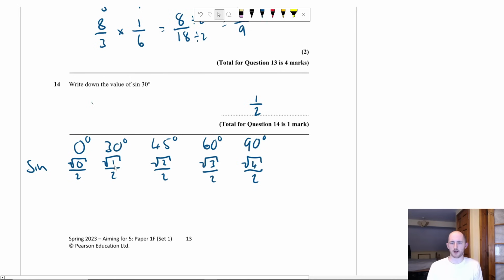But Mitchell, I hear you ask, square root 1 over 2 isn't a half. Well, if you work it out, what is square root of 0? 0 over 2 is just 0. Square root of 1 is just 1, so it's 1 over 2. Square root 2 over 2 is just square root 2 over 2, as is square root 3 over 2. Square root of 4 is 2, and 2 divided by 2 is 1. So these are the values you need to remember.